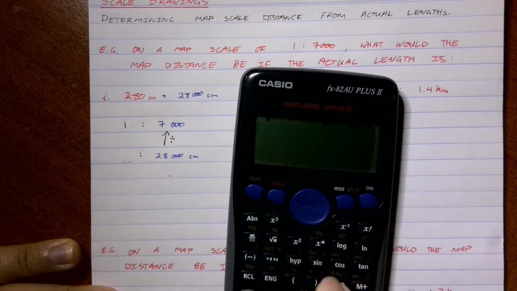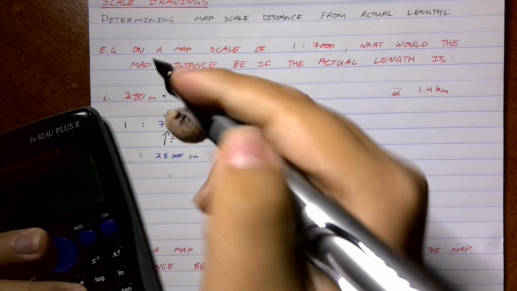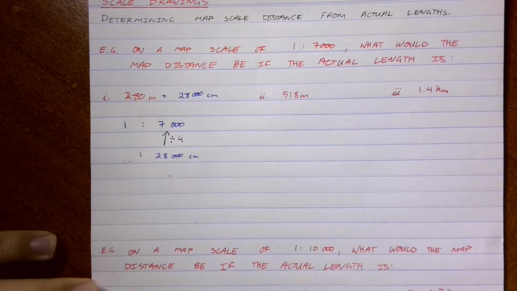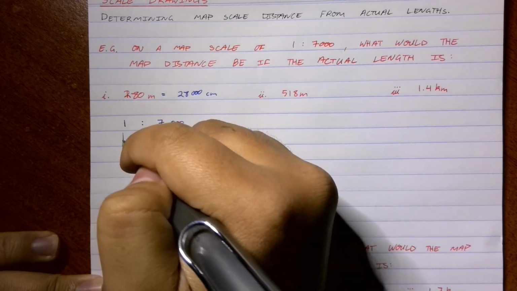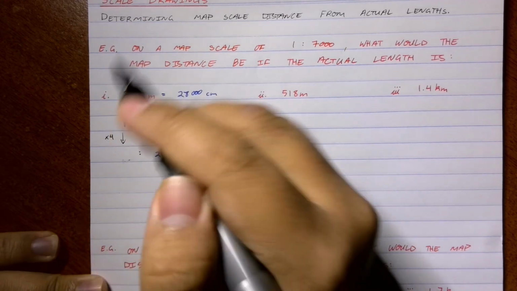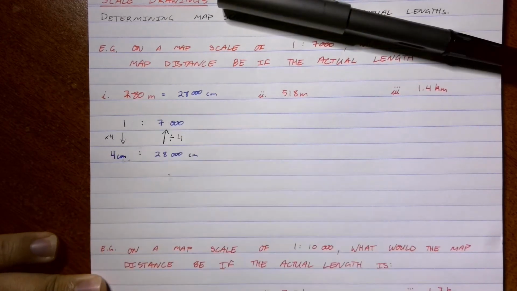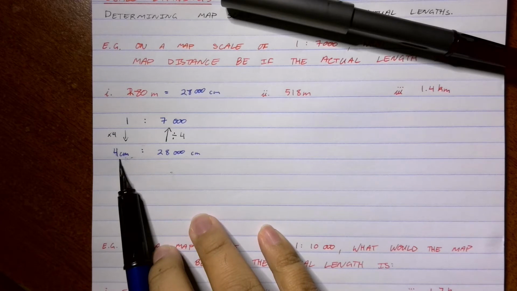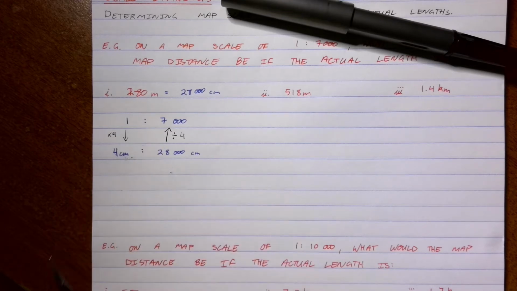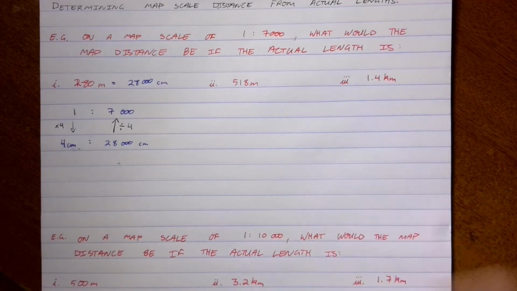Okay, so we can do this by 28,000 divided by 7,000. This gives us 4 as our number. Now, if we're going this way to divide by 4, going the other way, we need to multiply by 4. So our answer is actually 4 centimeters. So on the map, it'll read 4 centimeters, but it actually means 280 meters. Let's continue solving these questions.